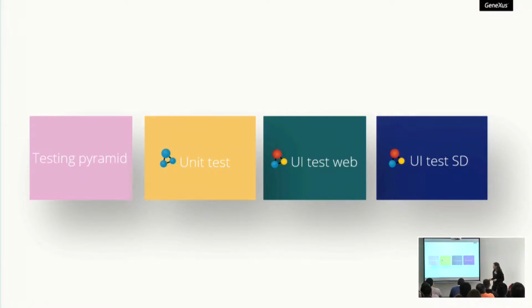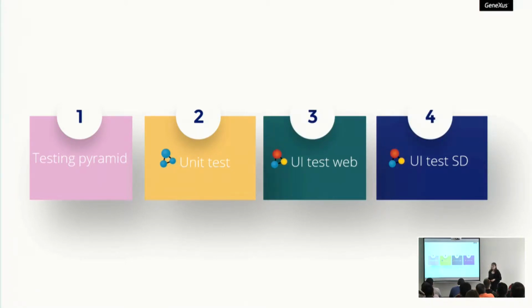For this purpose, we are going to look at the pyramid of automated testing, as well as the object unit test, the UI test web object, and the UI test object for smart devices.